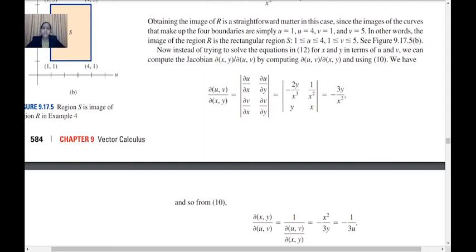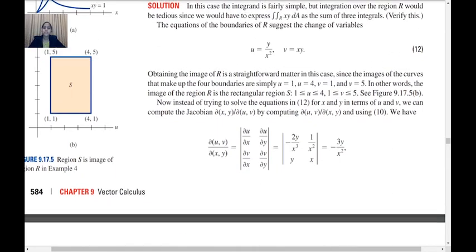From this, it will be difficult to determine x and y in terms of u and v, right? So that's why we are going to use u and v itself. We are using the inverse transformation and finding the value of the Jacobian. As I mentioned earlier, you can find the value of x and y in terms of u and v and determine the Jacobian individually. Both values will be the same.